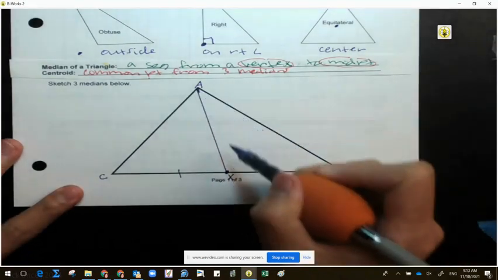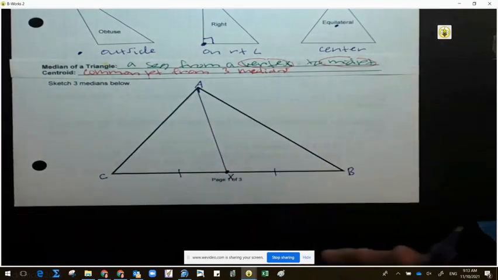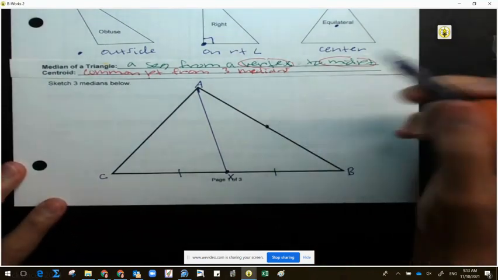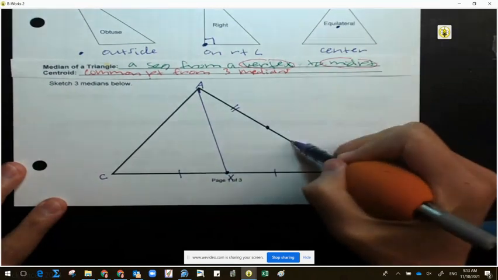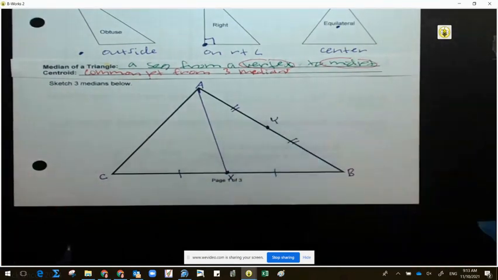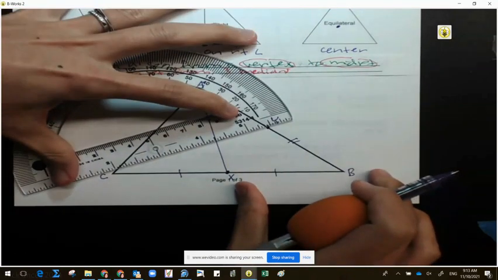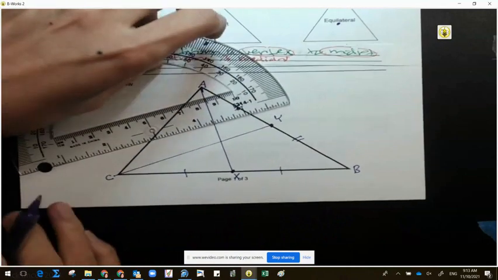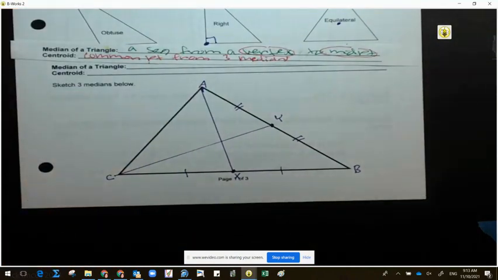So medians go from the vertex to the midpoint on the opposite side. Now let's do AB. Pinpoint the midpoint of AB, with 2 tick marks, and I'm going to call that Y. Let's connect from the vertex to Y. Because there's a formula involved in this one, I am going to make our third segment.